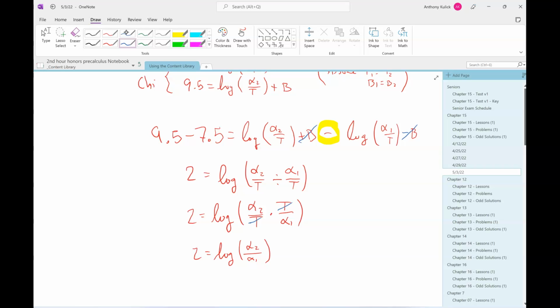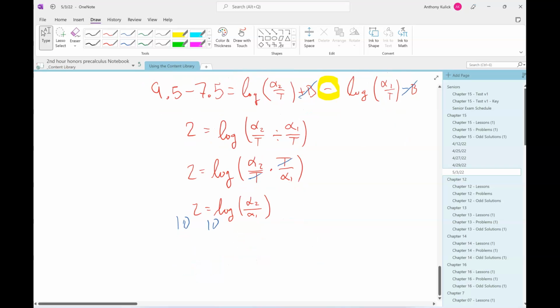Everybody's so far so good. Next, what do I do? Yeah, exponentiate base 10 on both sides. So I'm just going to do something a little cheaty and write this. Is everybody cool with me doing that? If you're not, holler at me, but actually we'll do this.